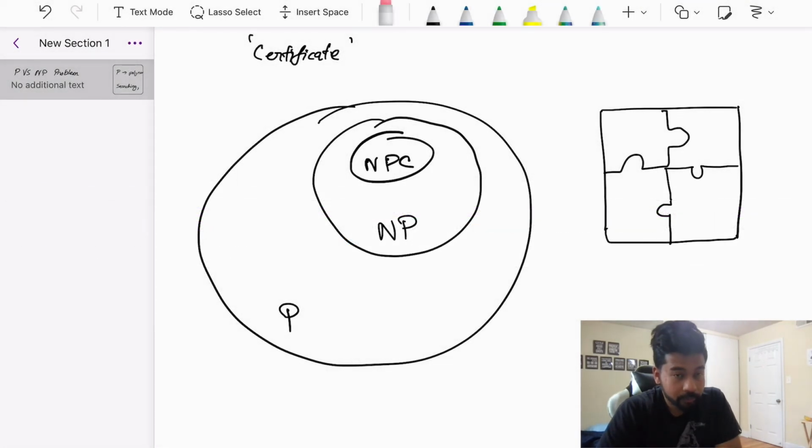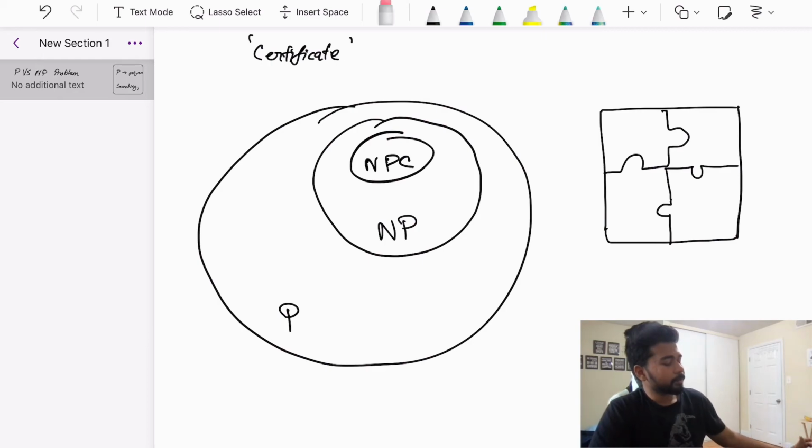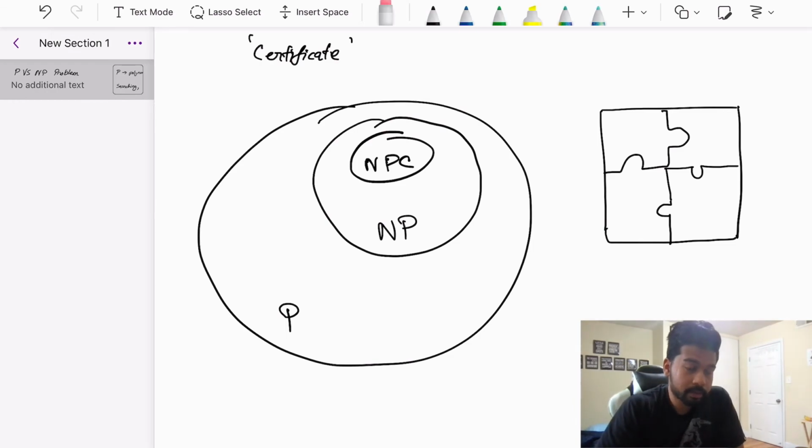Solving the problem is obviously way harder than checking if the solution is correct. But nevertheless, people are trying to find out if this is possible or not, right? So this is theoretical computer science, and we're thinking in terms of algorithms and stuff like that, right?